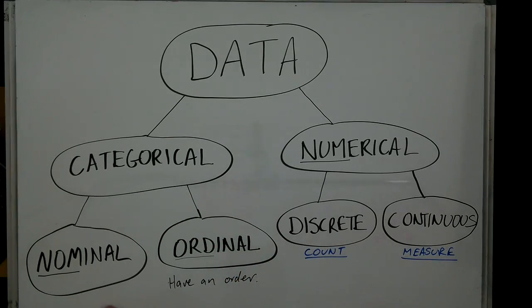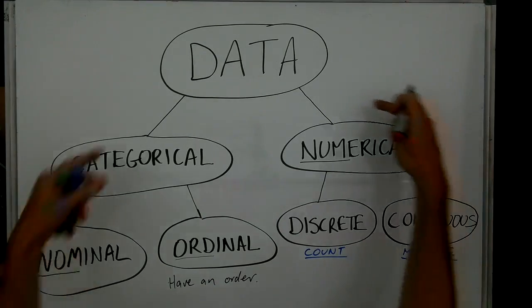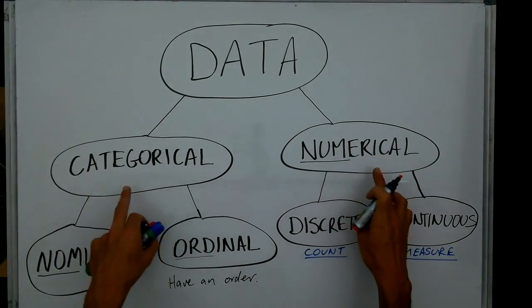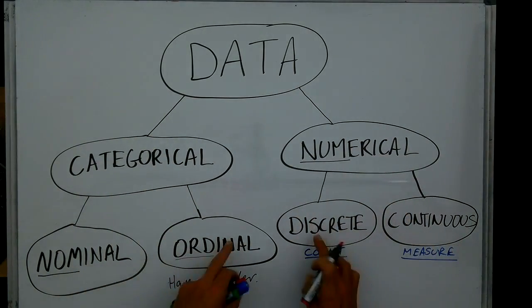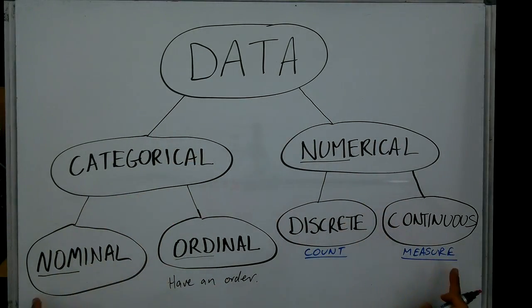So whenever you get asked what sort of data is it, it's going to be one of these four, but we need to also mention which subgroup it's in, and then what type of data it is once it's in that group.